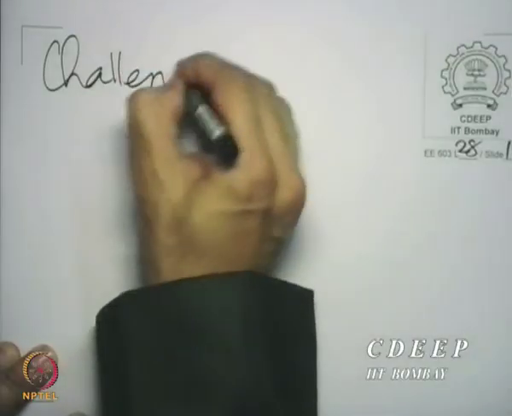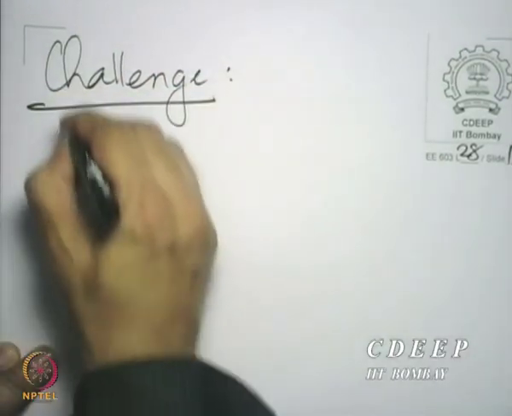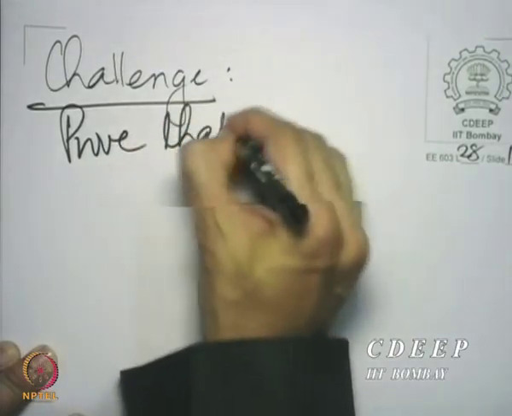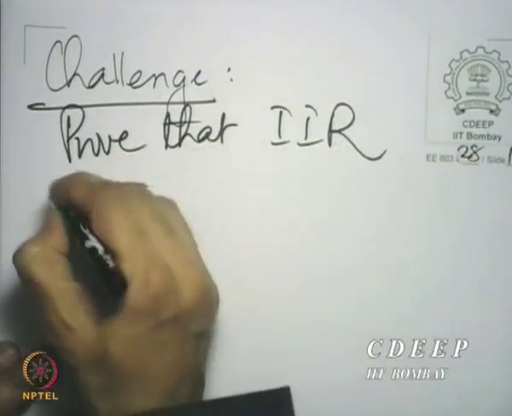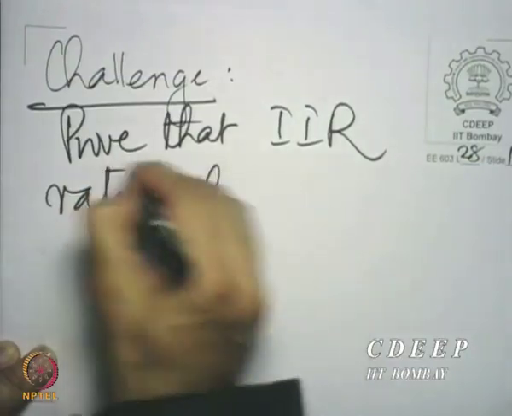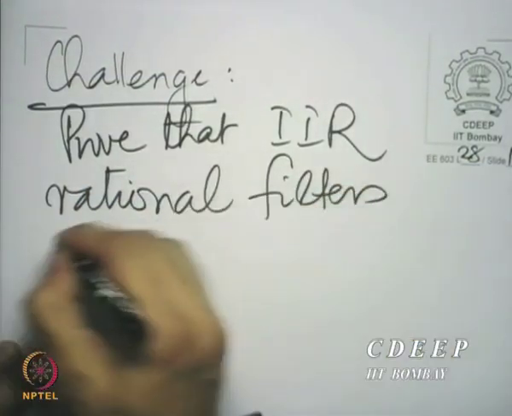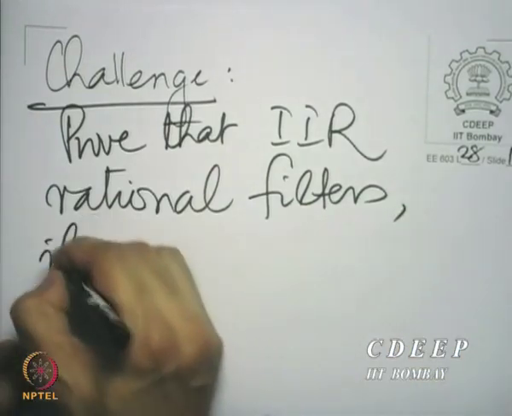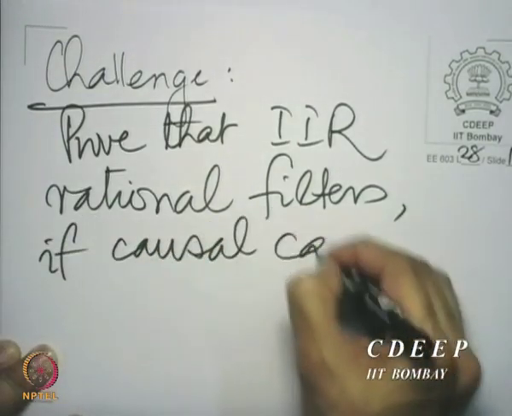So this is clearly the reason why FIR filters have a great advantage over IIR filters. Unfortunately, it is impossible to design infinite impulse response filters with linear phase. In fact, I put this as a challenge before you. Prove that IIR rational filters, if causal, cannot have linear phase.